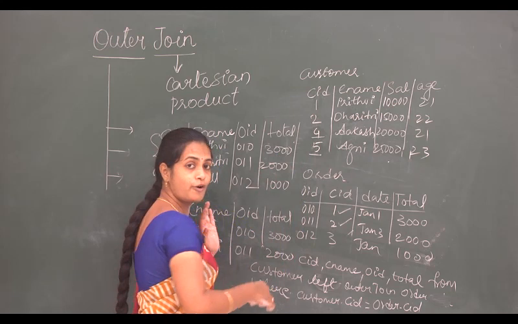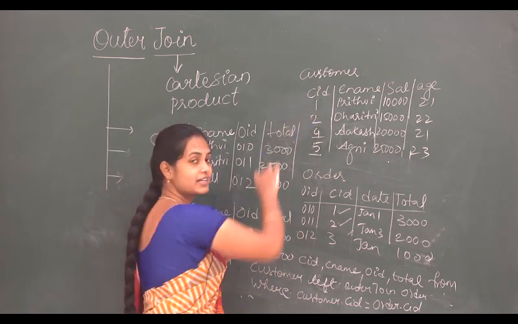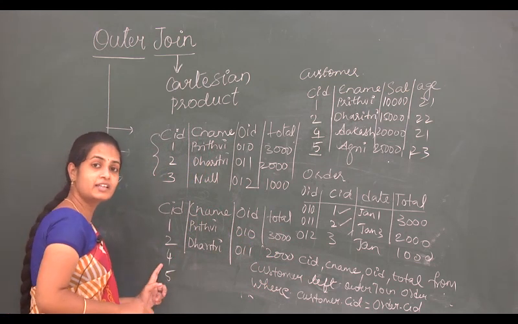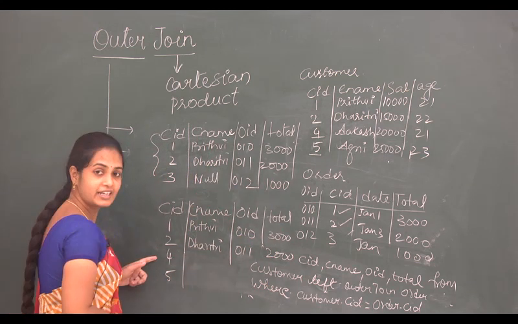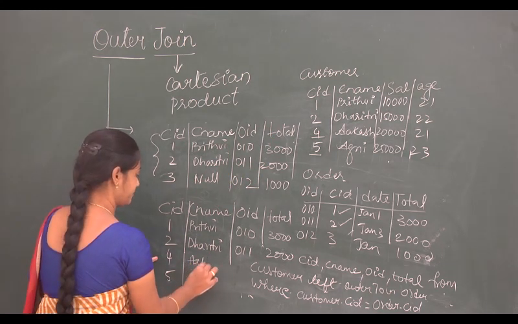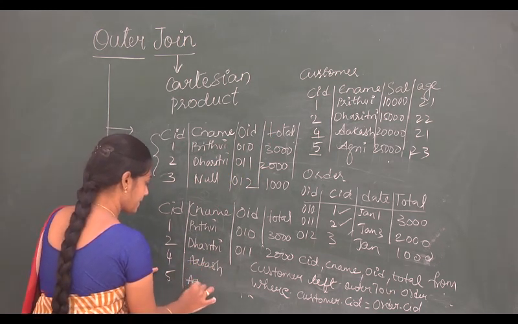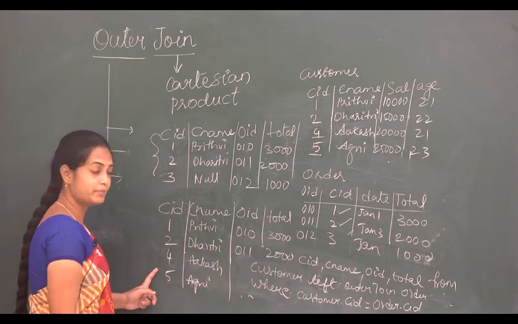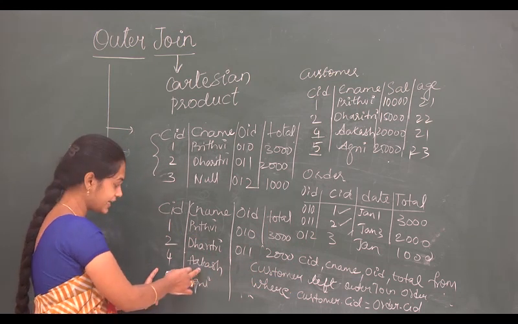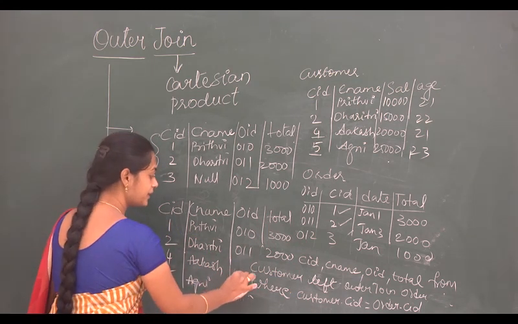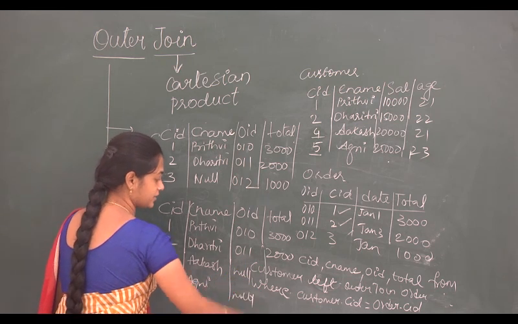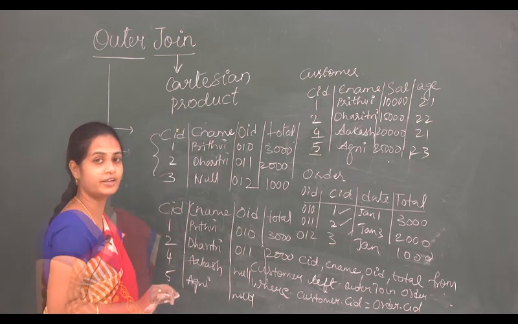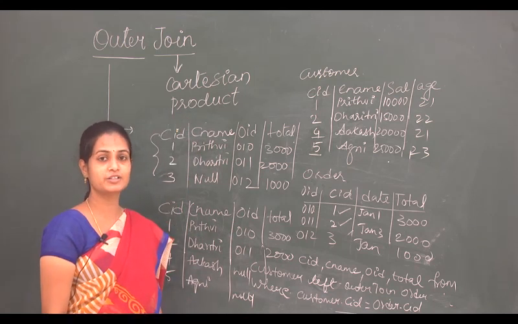The left table data will be preserved. See here, 4 and 5 are also there in the customer table. So that data will be given in the resultant query. So what is the data we have here? Akash, Agni. But do we have the order ID and total here? In the order table, we do not have any order against Akash and Agni. So it will simply retrieve null values here. It will write null values here. So this is about outer joins. Thank you.